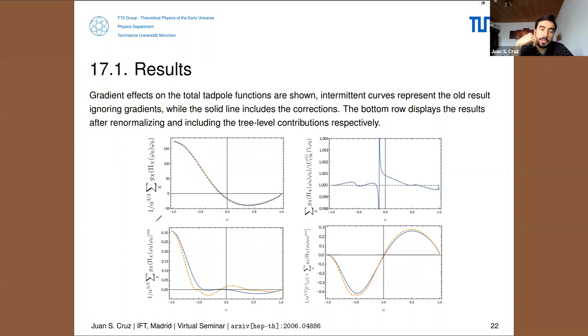Now, after renormalization, here it is depicted what one obtains for the total tadpole contribution once renormalization is taken into account. The dashed line represents the Coleman-Weinberg case, so for reference again, no gradients. And once we include the gradients of the background, we obtain the solid blue line. So already at this point, this is something that is expected to be physical. This is already a renormalized quantity. And we can see that the gradients are already visually having an impact on the solution.